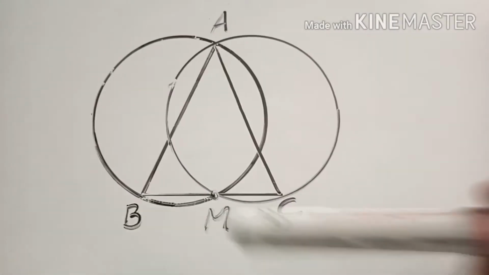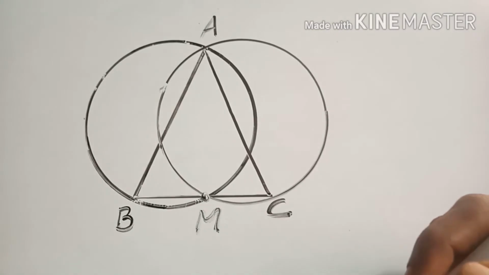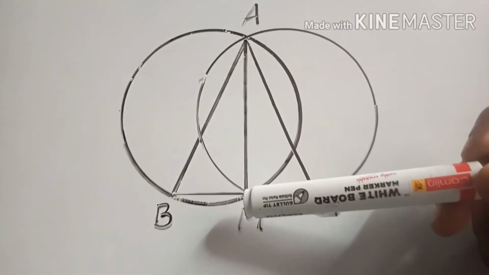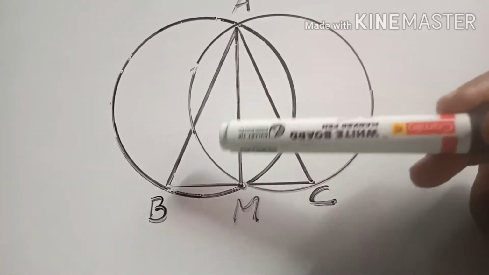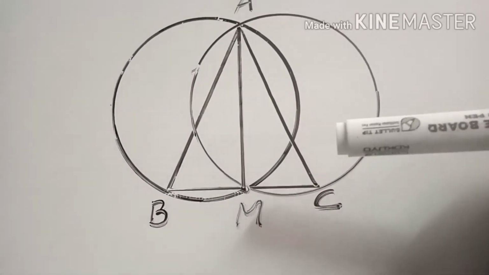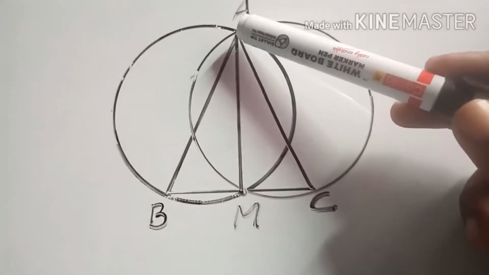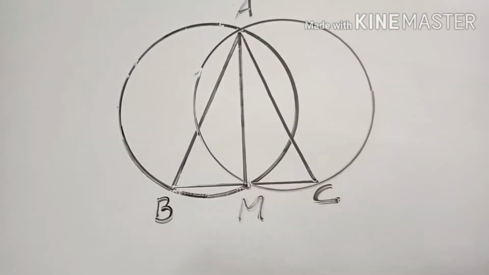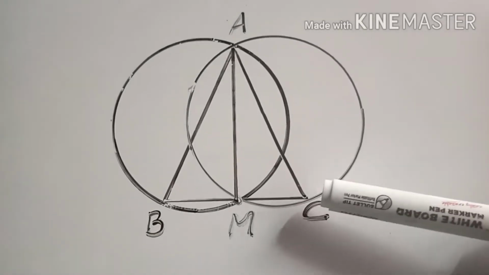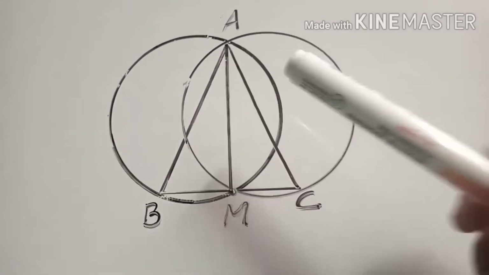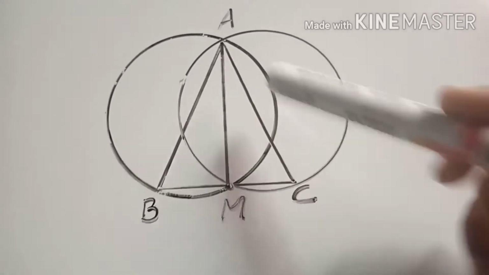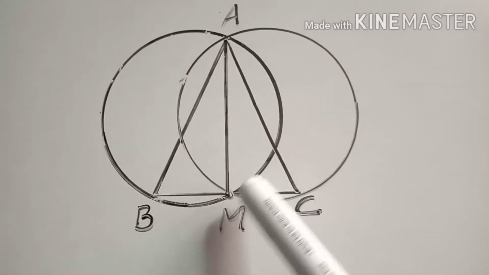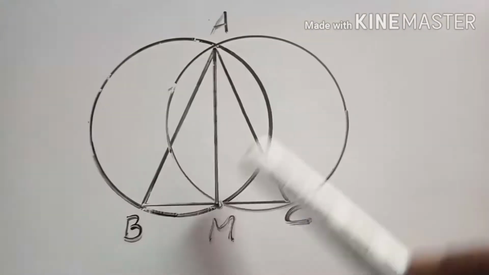Here when we join AM, we will get two angles in each circle. The first angle is AMB, that is in the first circle. Next is AMC, that is in the second circle. Here AB is the diameter, and M is a point on the first circle.